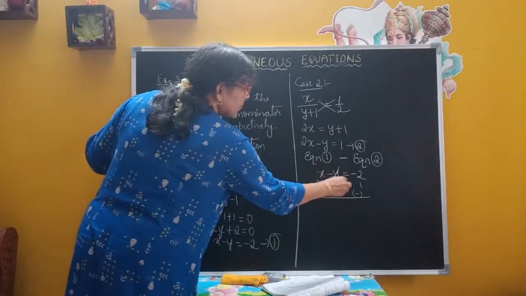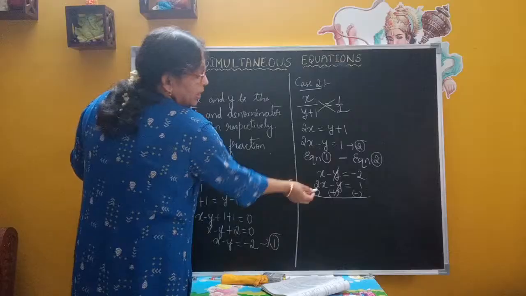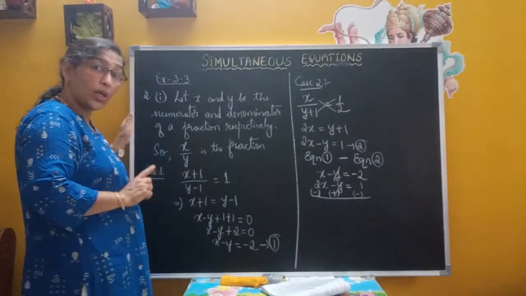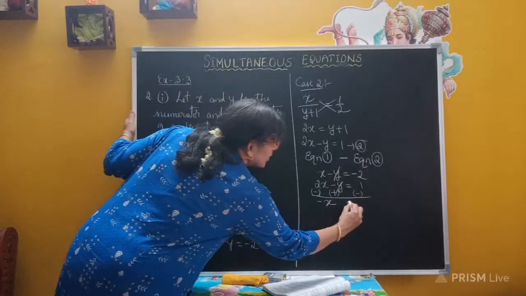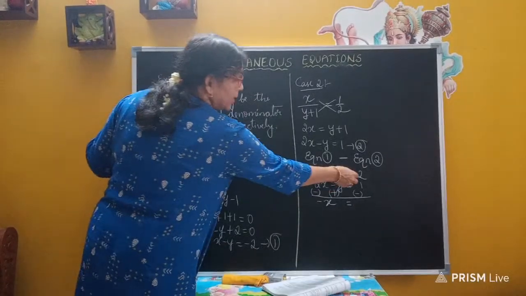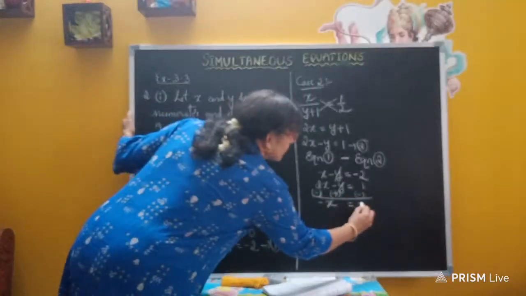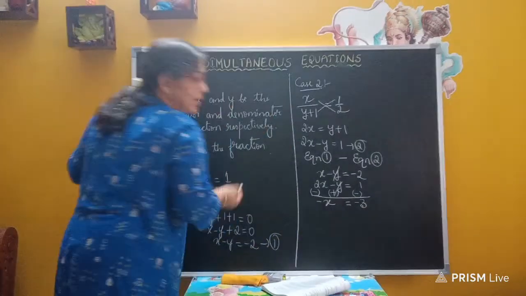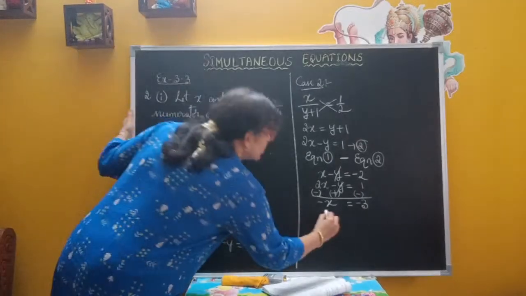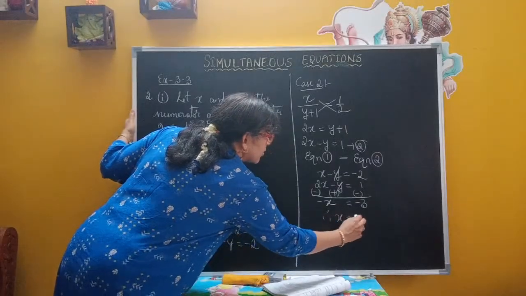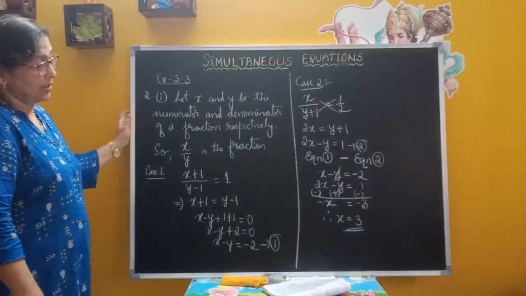So plus y minus y gets cancelled. So plus 1x minus 2x. What do we get? Minus 1x or minus x? Minus x is equal to, here minus 2 plus minus 1. What do we get? Minus 3. Both are same sign, so should be added and put the same sign. So minus x is equal to minus 3. So what is x? X is equal to plus 3. We got the value of x.